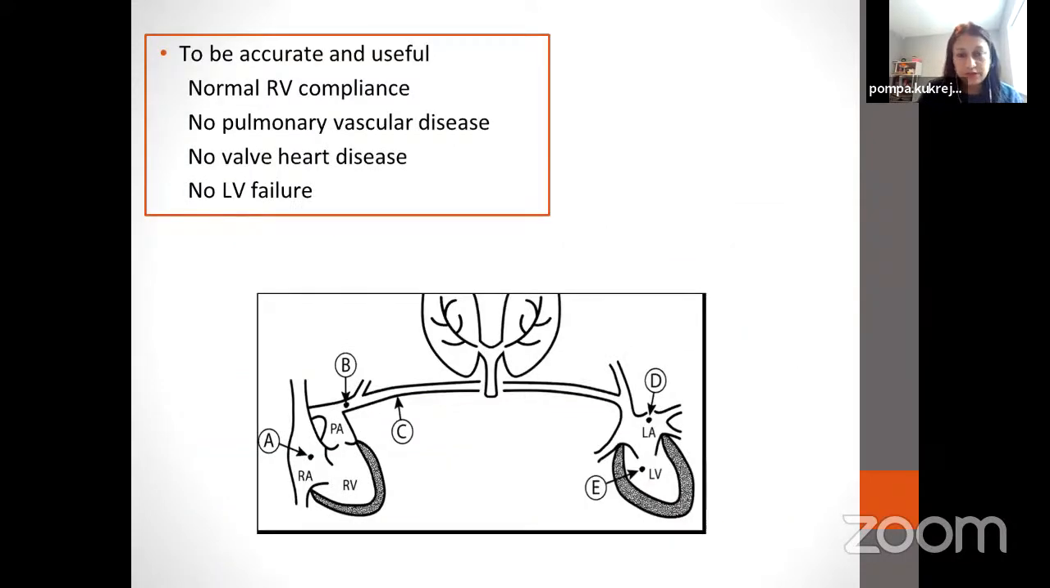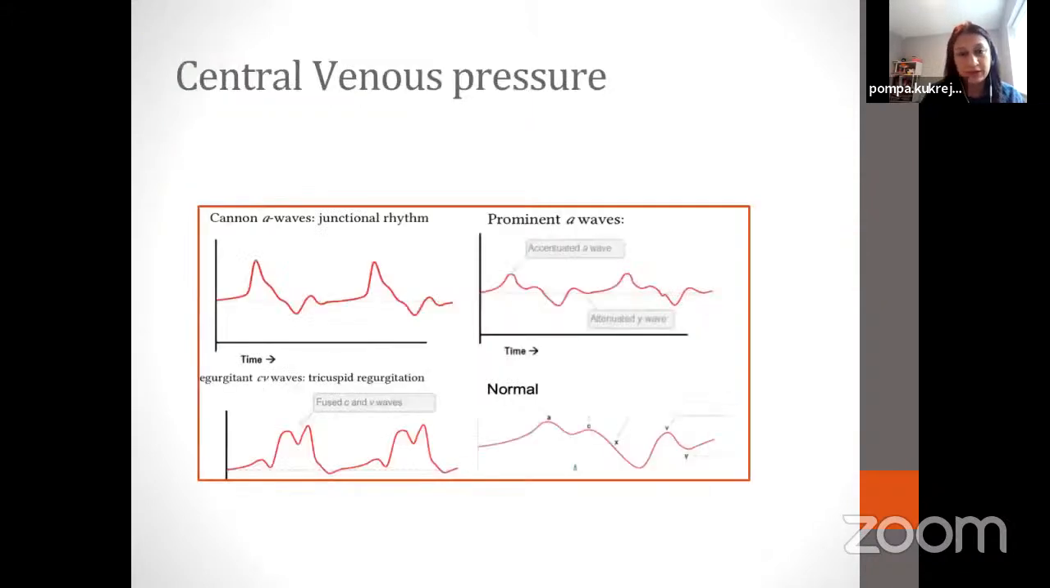To be accurate and useful, you're making a few assumptions: that you have a normal RV compliance, there is no pulmonary vascular disease, there is no valvular heart disease, and no LV failure. But if you're talking about children or adults with heart disease, I don't think this holds true, because there will usually be one or the other type of pathology. That is why, when you're interpreting your CVP, trend monitoring is important rather than a single value.